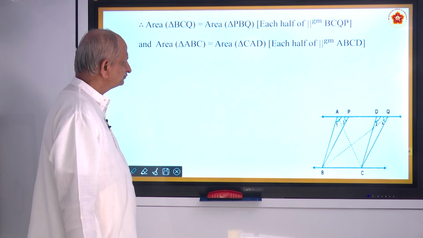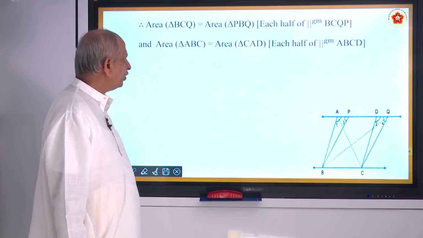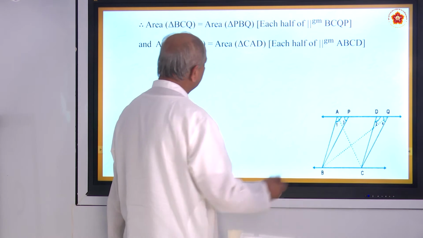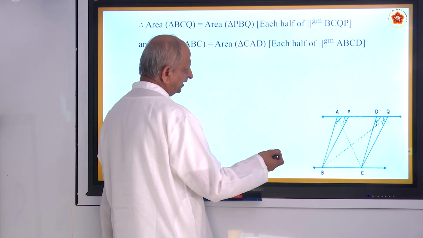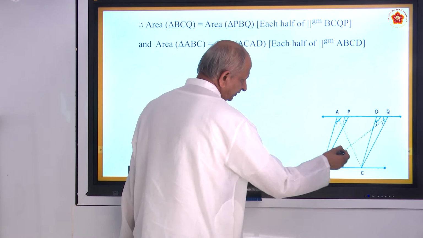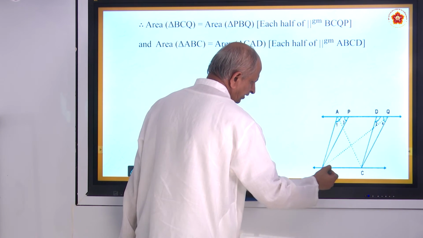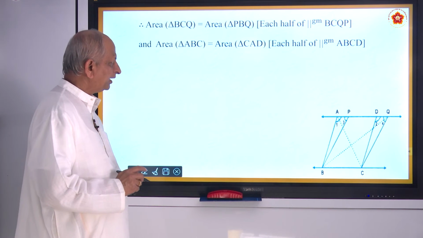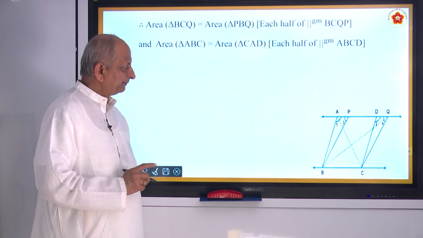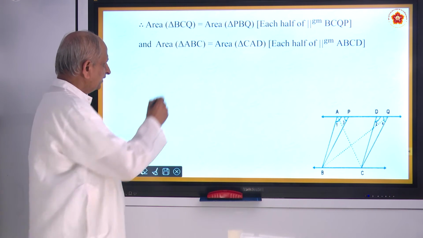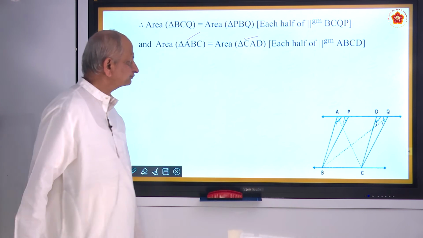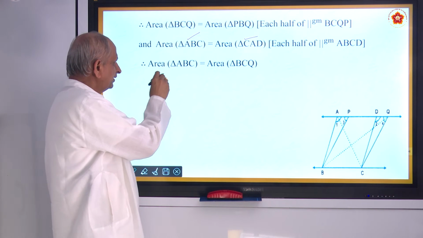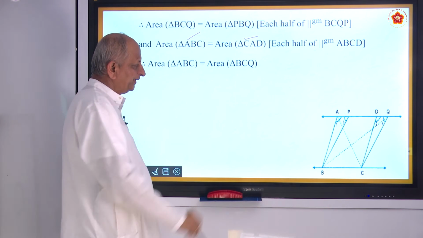So, how to prove it? First, we will prove from what we know. Area of triangle ABC we will take now. This is area of triangle ABC. It is equal to area of triangle CAD. So, ABC is equal to CAD because you have drawn a diagonal. The diagonal divides the parallelogram ABCD into two, namely ABC and CAD. And hence we say area of triangle ABC is equal to BCQ.